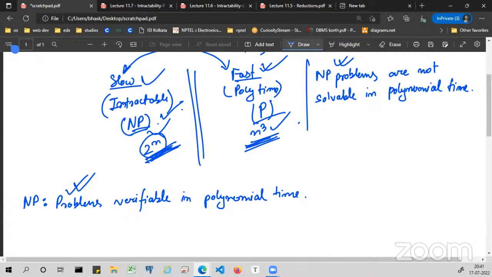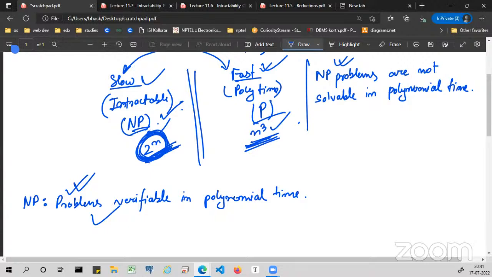Why is that wrong? Because we don't know whether all NP problems would take some form of exponential time. This is not a fact. This is an observation till date. It's not proved mathematically. Then what is the definition of an NP problem? Problems verifiable in polynomial time. I am not telling anything about problems which are solvable. Verifiable means what? Or checking means what?